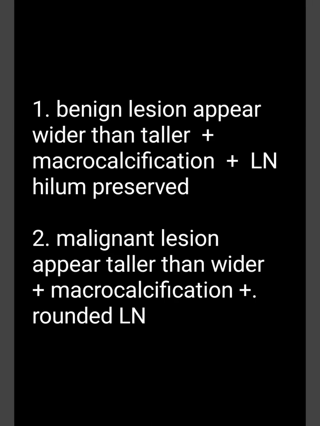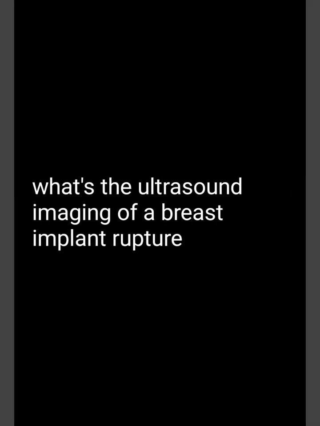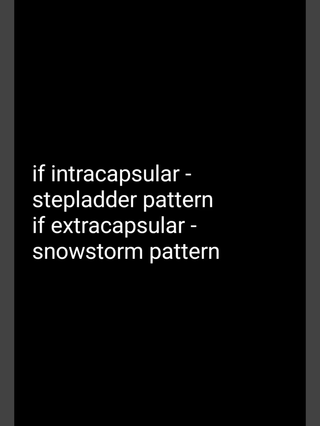Findings in breast ultrasound. 1. Benign lesion appears wider than taller, plus macrocalcification, plus lymph node hilum preserved. 2. Malignant lesion appears taller than wider, plus microcalcification, plus rounded lymph node. What is the ultrasound imaging of a breast implant rupture? If intracapsular, stepladder pattern. If extracapsular, snowstorm pattern.